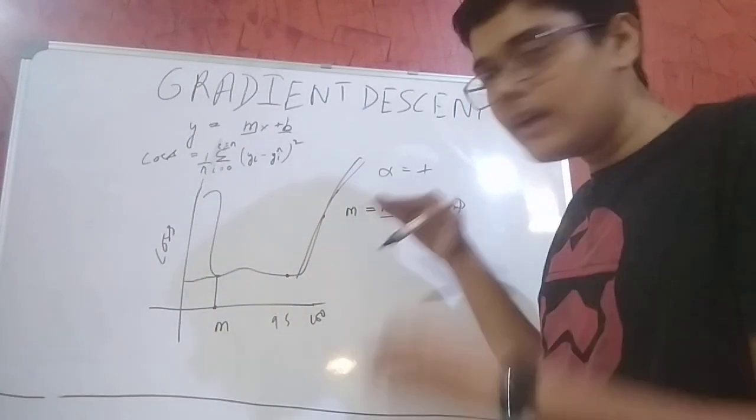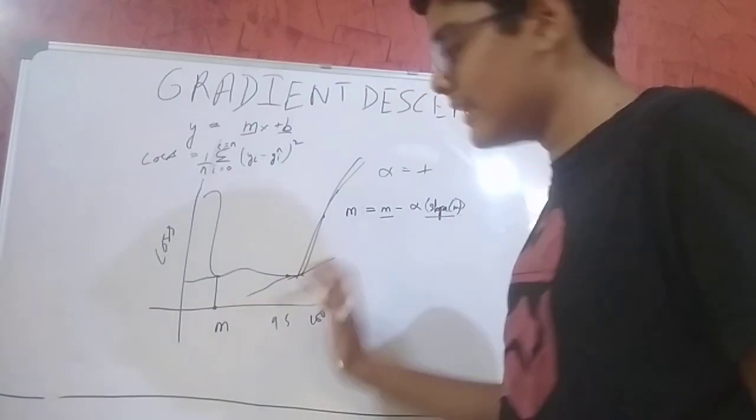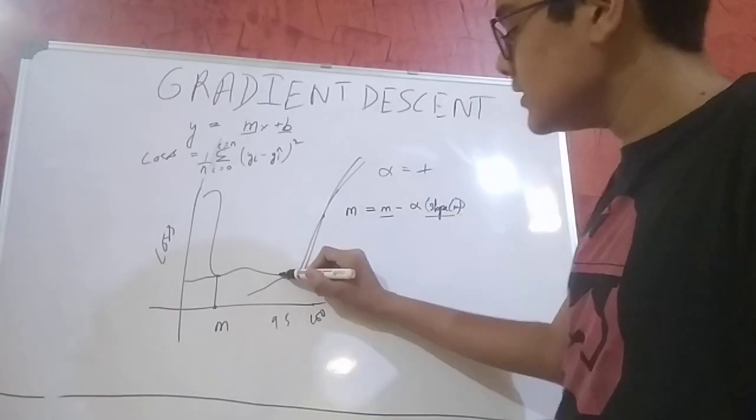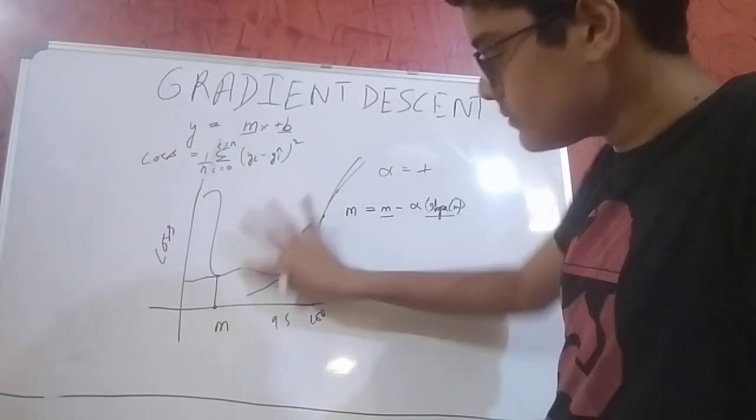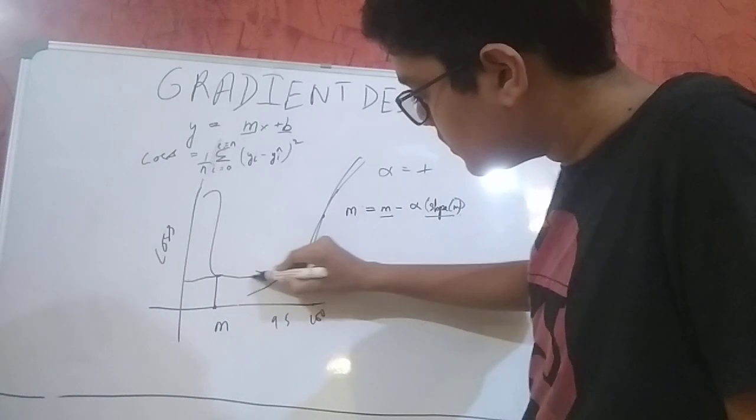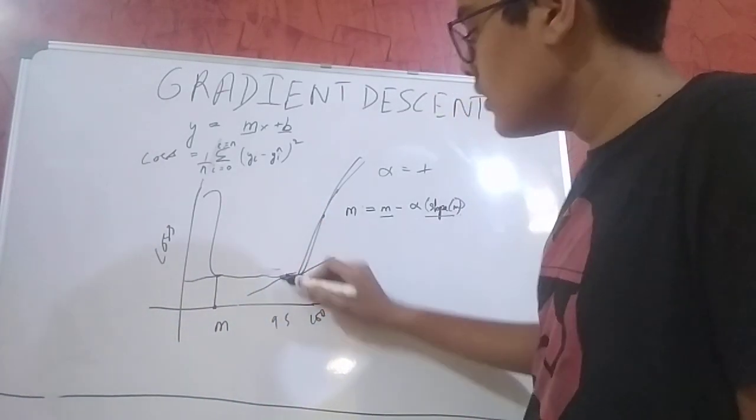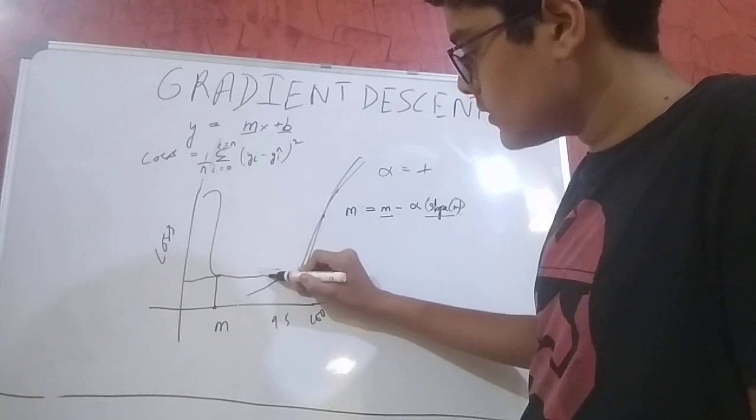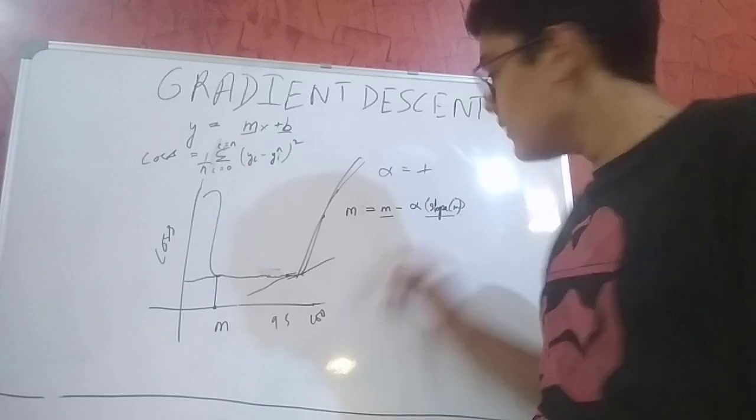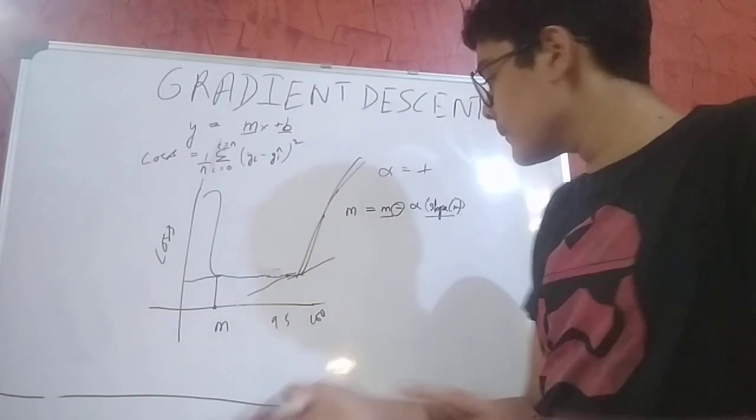Now we again do gradient descent. At this point, it still seems that our gradient is increasing. So we again apply the same function and we start moving this way. We start moving against the direction of the gradient, minus the learning rate times the slope.